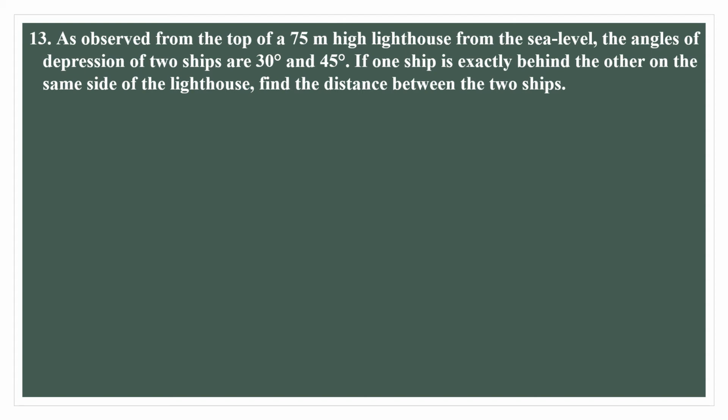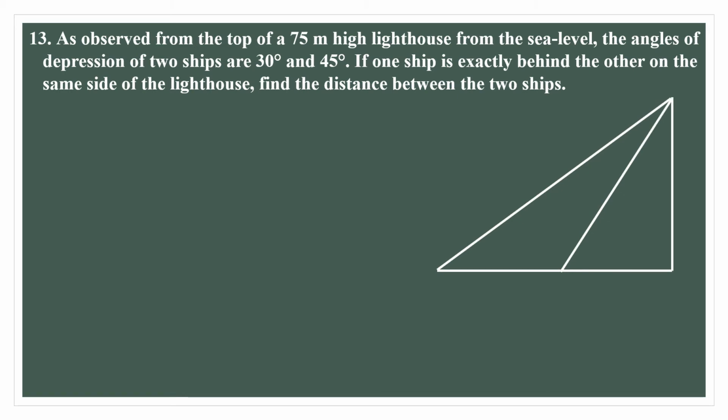The angles of depression of two ships are 30° and 45°, and one ship is exactly behind the other, which means both of the ships are on the same side of the lighthouse. It's written also. Find the distance between the two ships. Once again, for doing this, we require a diagram. So let's draw the diagram.